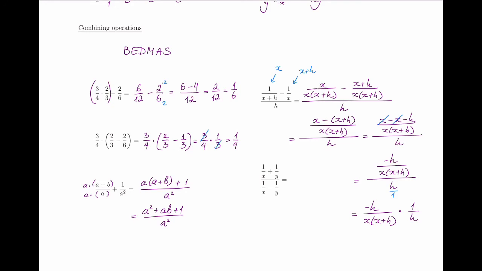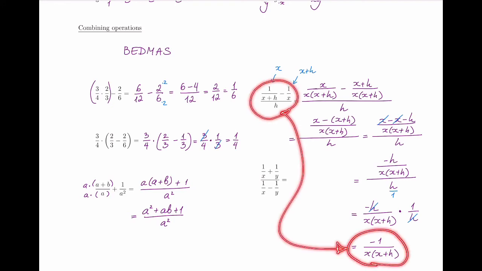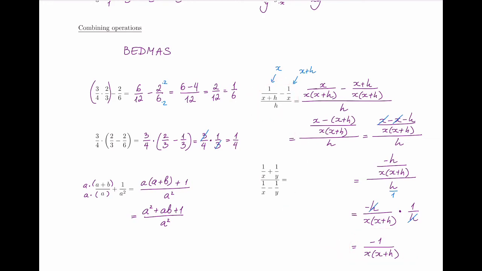Okay? And then here, now, I can also see that this h on the top and this h on the bottom can cancel out because they are, in fact, factors of both top and bottom. And once I do that, I have my final expression, which is minus 1 divided by x plus h. Okay? So this entire expression is actually equivalent to minus 1 over x times x plus h. And this is, in fact, how you will compute the derivative of a function 1 over x, the reciprocal function.